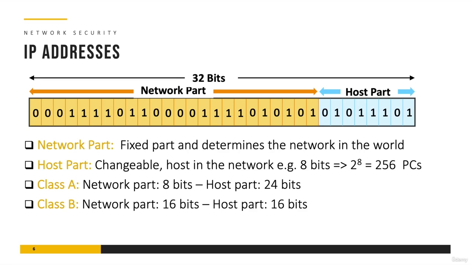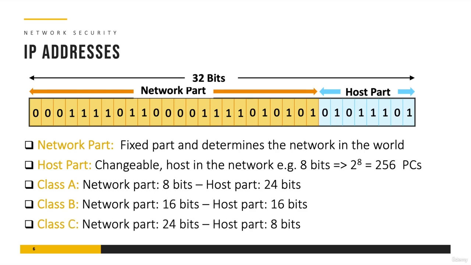But compared to class A, we have slightly less number of hosts. And then we have class C, which has 24 bits of the network part, just like we've shown in this example, and 8 bits are for the host part.